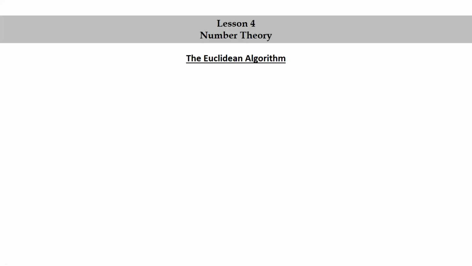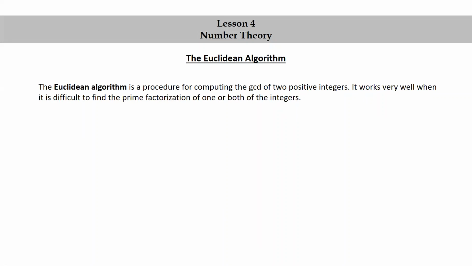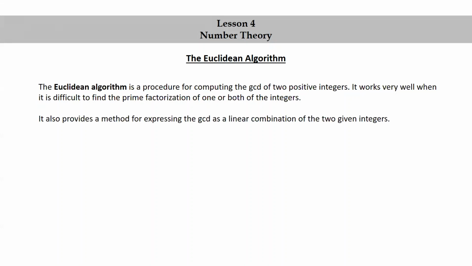The Euclidean algorithm. The Euclidean algorithm is a procedure for computing the GCD of two positive integers. It works very well when it is difficult to find the prime factorization of one or both of the integers. It also provides a method for expressing the GCD as a linear combination of the two given integers. We'll use an example to illustrate how the Euclidean algorithm works.